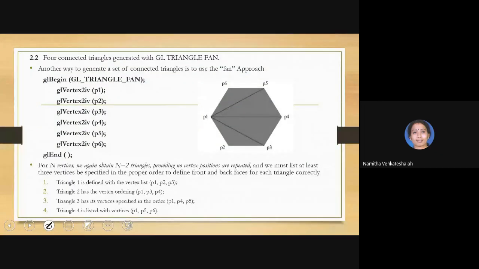It's better we read this. For n vertices, we again obtain n minus 2 triangles, providing no vertex positions are repeated. If vertex positions are repeated, you will get different output, so be careful that vertex positions are not repeated. We must list at least 3 vertices in the proper order to define the front and back faces of each triangle correctly. If you take care of all these things, you will get proper output. The question will not be that twisted. At least you should know the difference between fan and strip. If I give the same points to fan and strip, the output will vary.